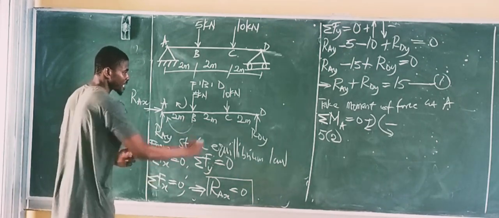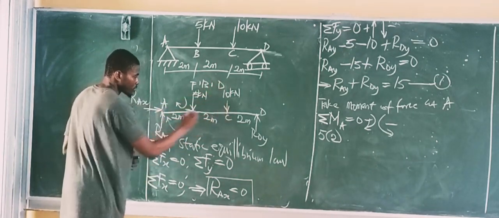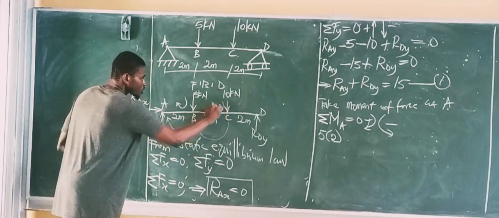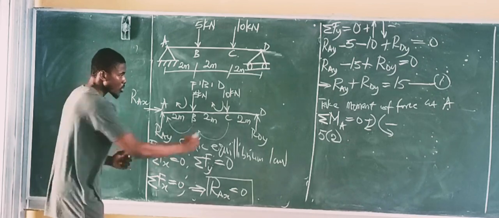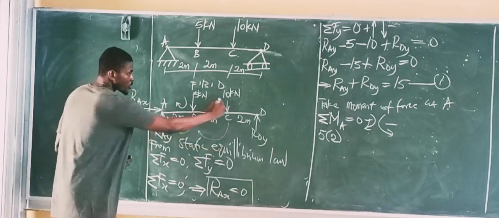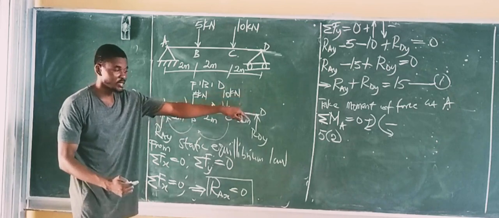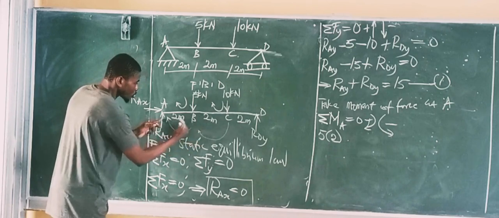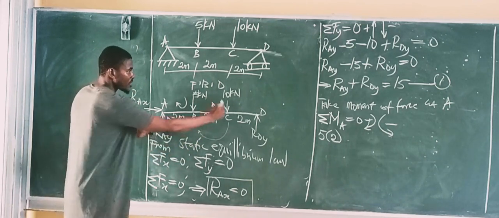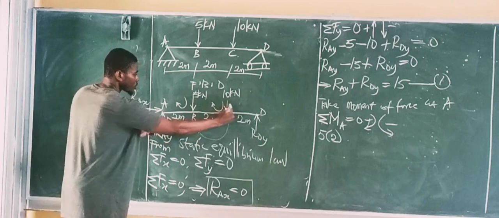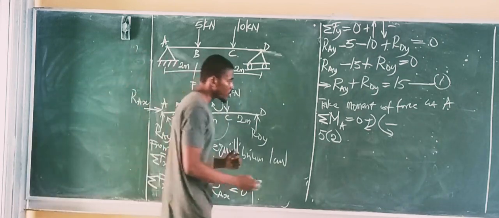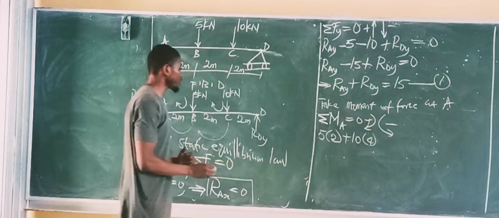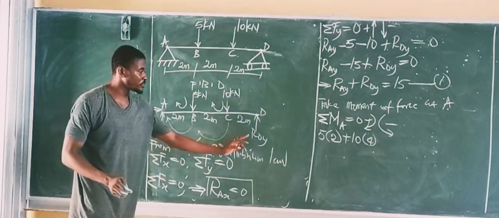Also, the 10 kilonewtons force is acting downwards. The moment of this force about point A will also go in this direction, which is also clockwise moment. It will go all the way from this direction to get to point A. So it is clockwise and positive from our direction of moment. The distance it takes this force to get to point A is 2 plus 2, which is 4 meters. So the moment is force times the total distance it takes this force to get to point A. So we simply have plus 10 into 4.